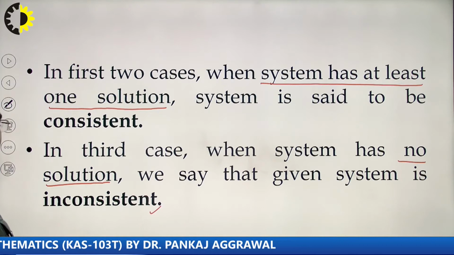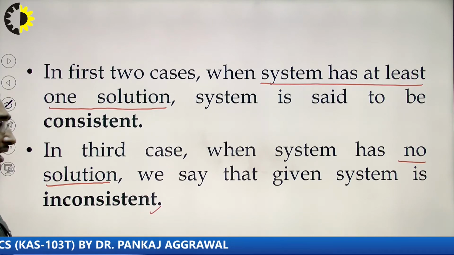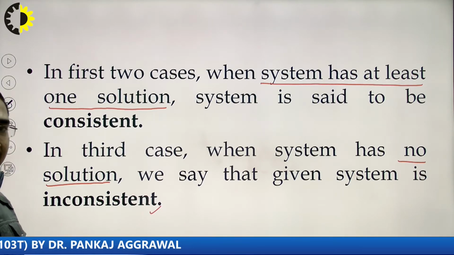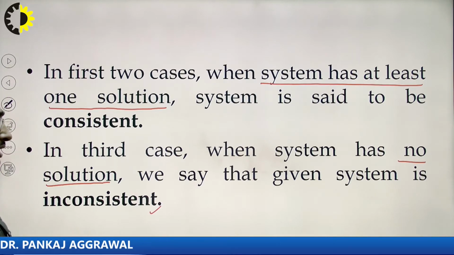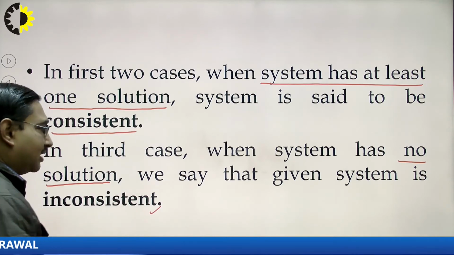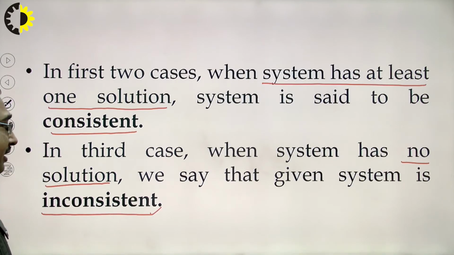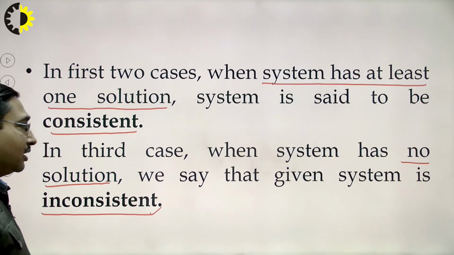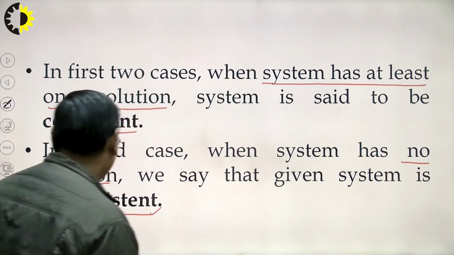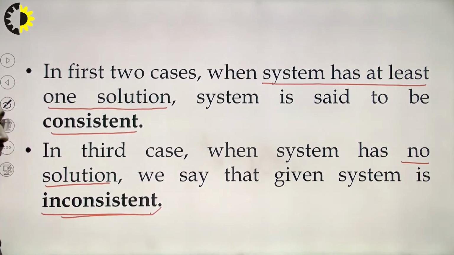If a system of equations has at least one solution, whether it is a unique solution or infinitely many solutions, we say that the system is consistent. And if there is no solution at all, we say that the given system is inconsistent.